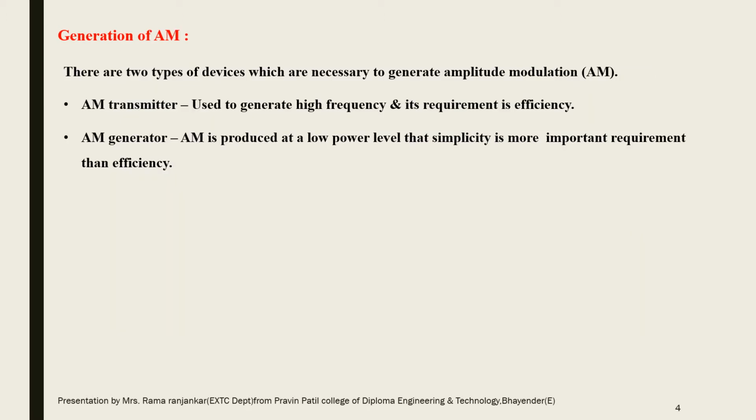Now let's see generation of AM. AM means amplitude modulated signal. There are two types of devices which are necessary to generate the amplitude modulation. The AM transmitter is used to generate the high frequency, but its requirement is efficiency. Now the AM generator is produced at low power level, and here rather than efficiency, simplicity is the requirement of this block.